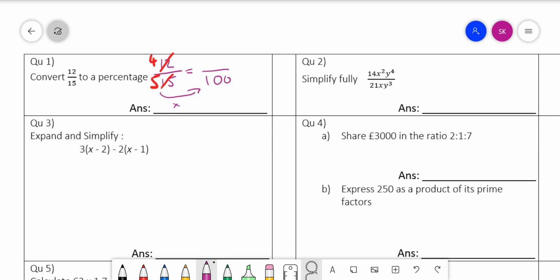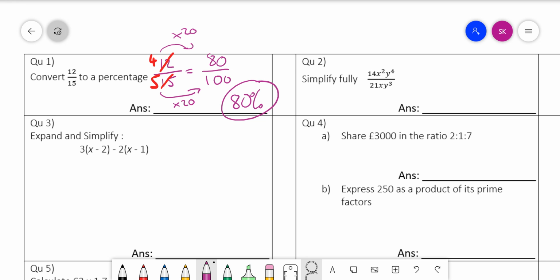And 5 times what makes 100? 5 times 20 makes 100. Do it to the bottom, do it to the top. 80 over 100 is the same as 80%. And that's your answer. Make sure you write the top tips, like always make your life simple, simplify first. Pause the video if you need to do that and press play when you're ready to keep watching.